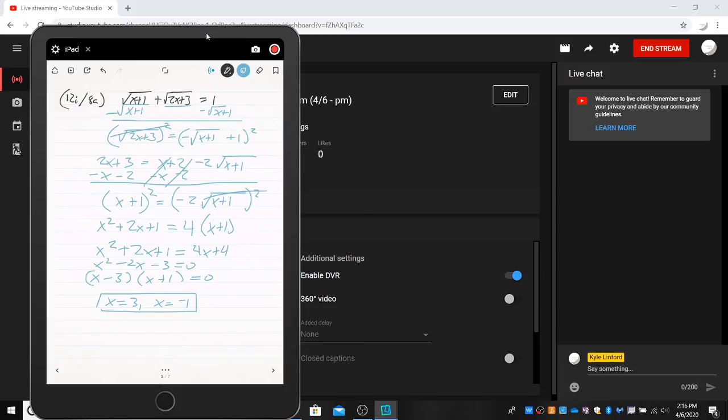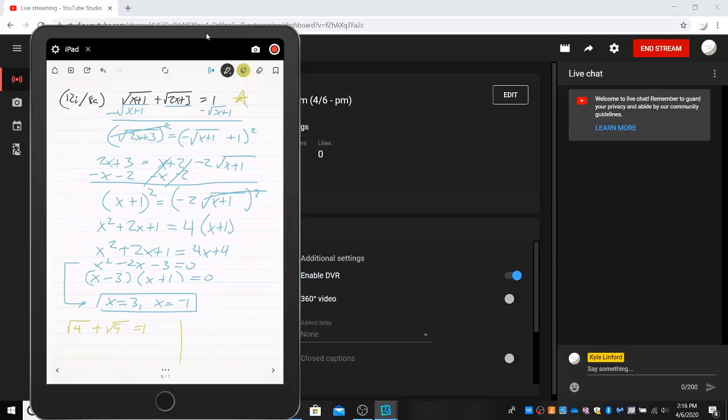So keep in mind, these are my solutions for the quadratic. Are they solutions also for the radical equation, the original equation I'm trying to solve? That's the trouble. We're going to have to test these. So let's see. Let's start with 3. The square root of 3 plus 1. Oh, that's just the square root of 4. Plus the square root of 2 times 3 is 6. 6 plus 3 is 9, equaling 1.